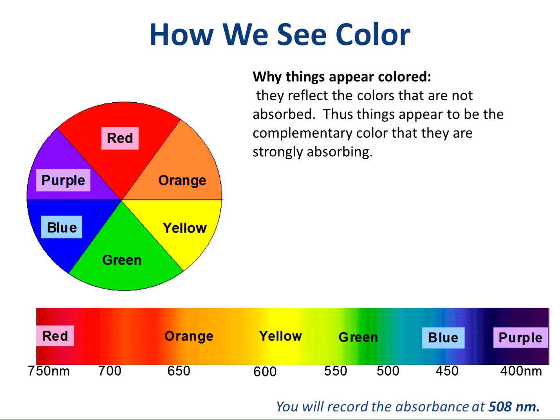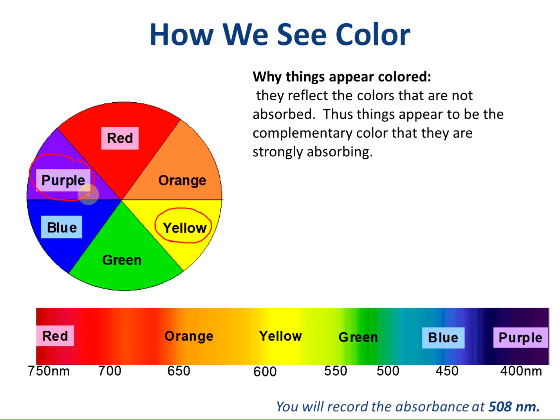Now, as we start this lab, I'd like to start off with discussing how we see color and why things appear colored. They appear colored because they reflect the colors that are not being absorbed. Thus, things appear to be the complementary color that they are strongly absorbing. So let's say we have a compound that is strongly absorbing yellow light. If it's strongly absorbing yellow light, all the other colors are being reflected back. So we see mainly the purple light that's being left over. So if something's absorbing yellow, we are seeing the complementary color, so it would appear purple to us.